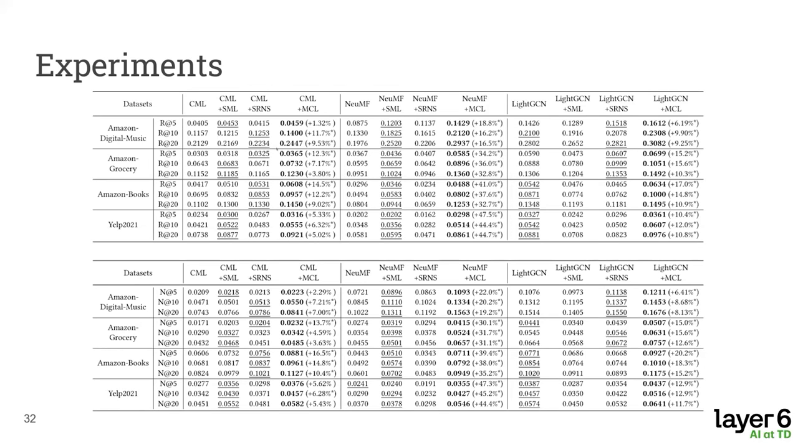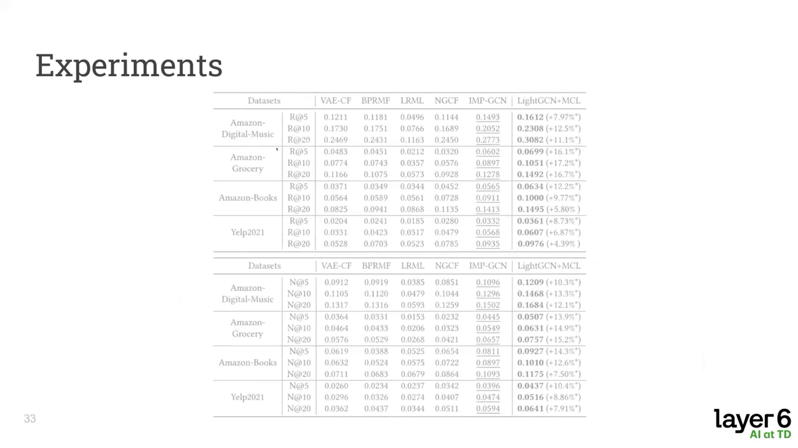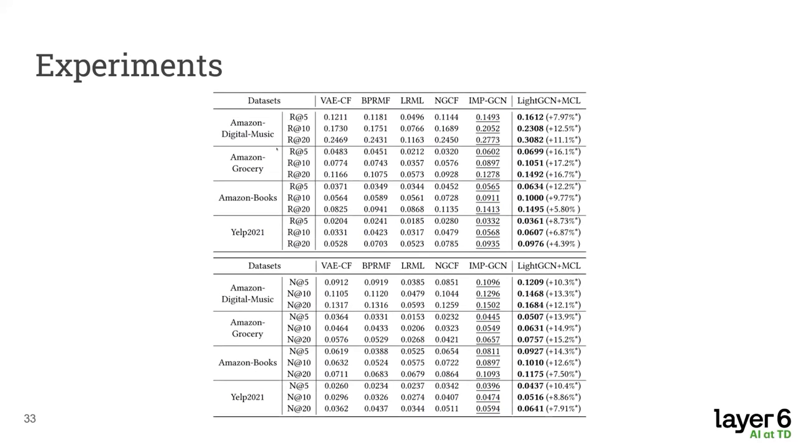Particularly, LightGCN plus MCL achieves the best performance across three different base models. So that's the one we choose to proceed to the second set of experiments. For the second set of experiments, we compare our method with VAECF, BPRMF, LRML, NGCF, and IMPGCN, which are the five state-of-the-art models. Our proposed loss added to a LightGCN model, which is LightGCN plus MCL, achieves new state-of-the-art results on all datasets consistently and outperforms all other approaches.